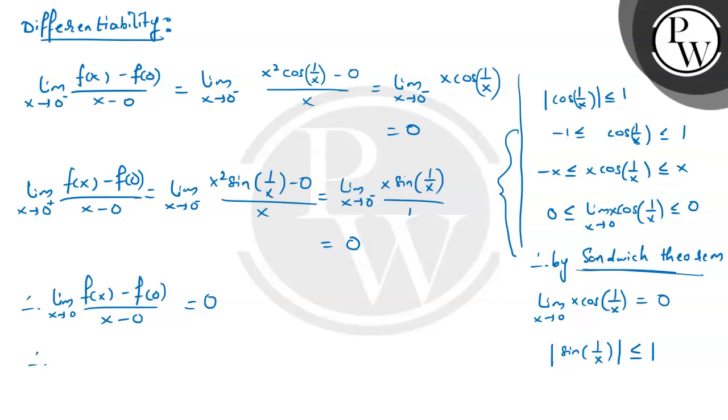And so therefore we say that function f is differentiable at x equals 0 and f dash at 0 is equal to 0. Now let's check continuity and differentiability of f prime of x.